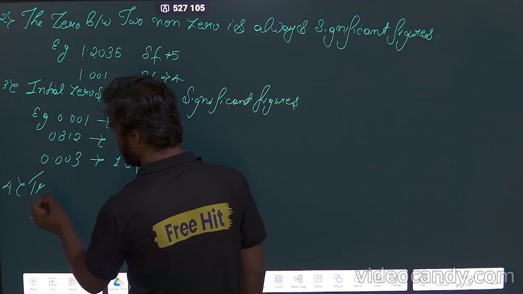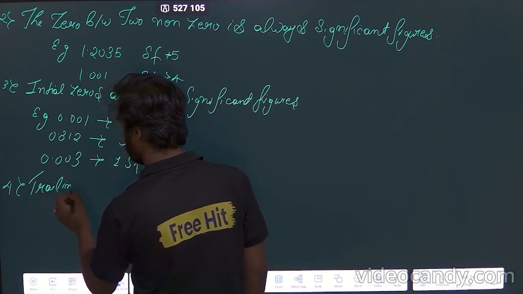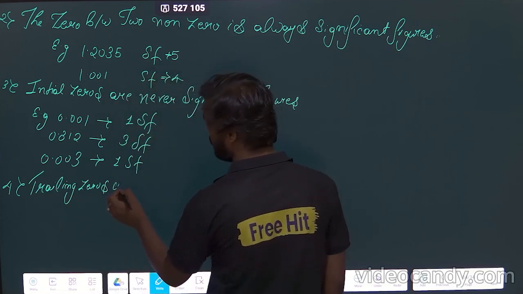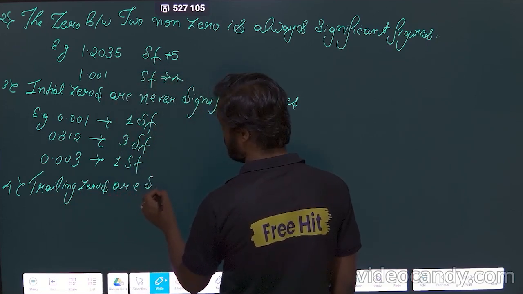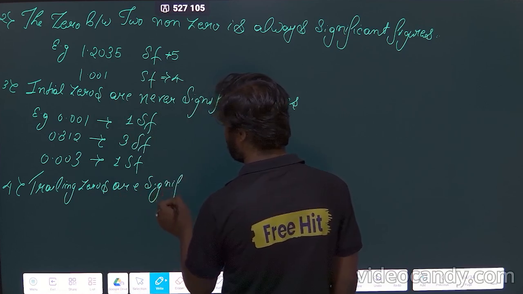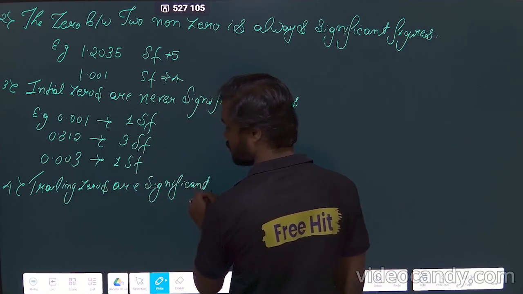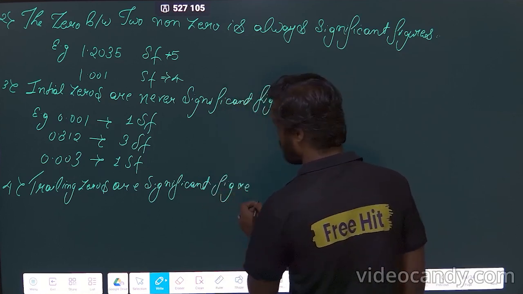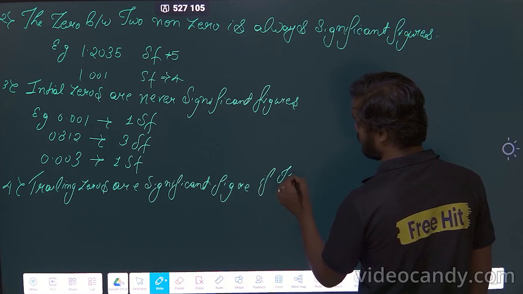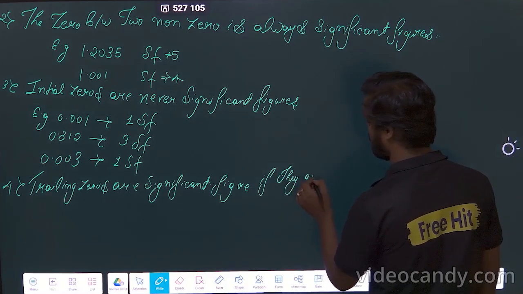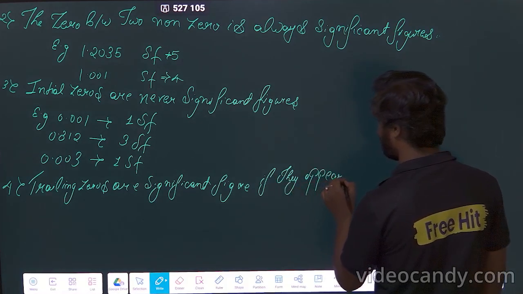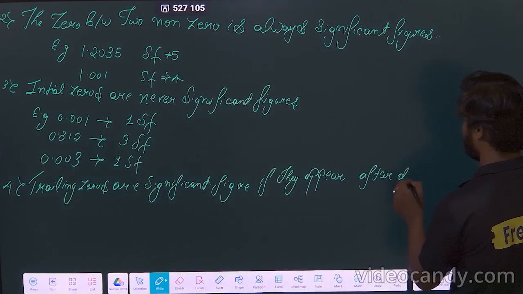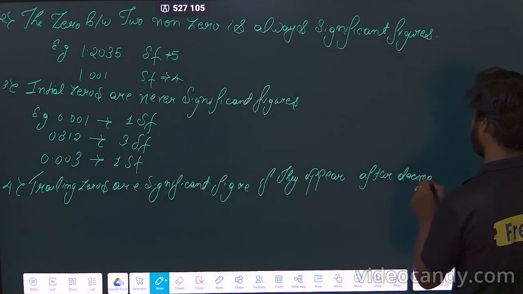Now the next rule is trailing zeros are significant figures if they appear after decimal. After decimal.